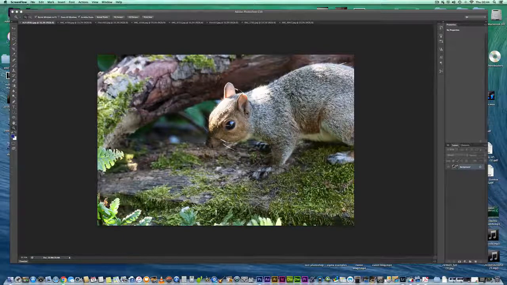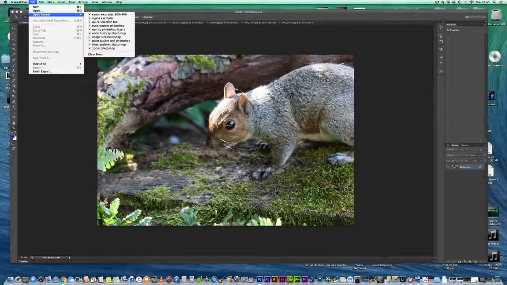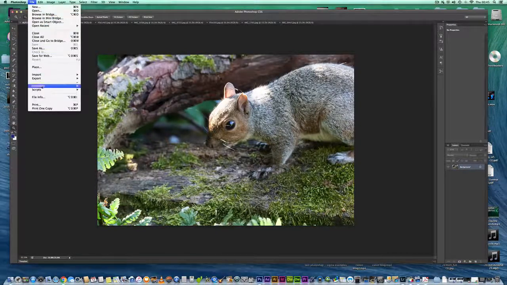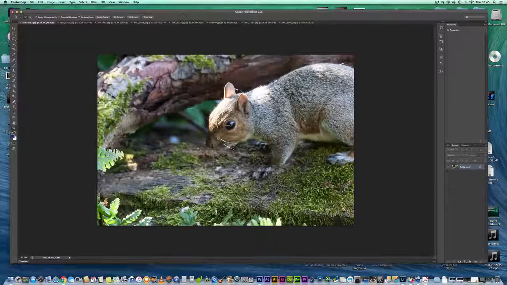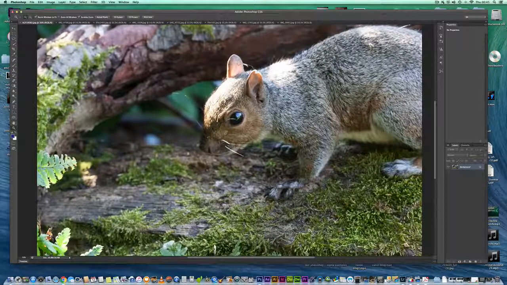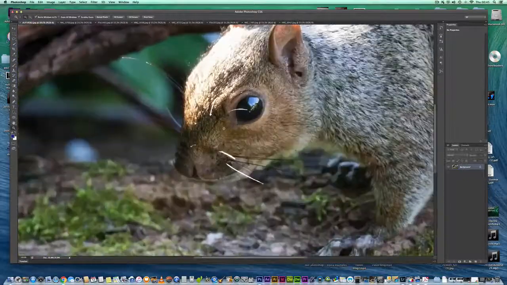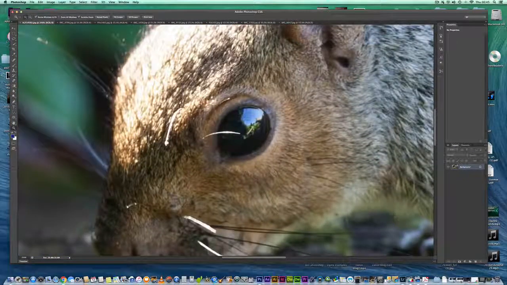Let's have a look at the metadata for this picture. Right, 324 millimeters, f8, ISO 800. So that is set to camera raw medium settings on the 1D Mark III. So let's zoom in a little bit. 50%, 100%, 200%.